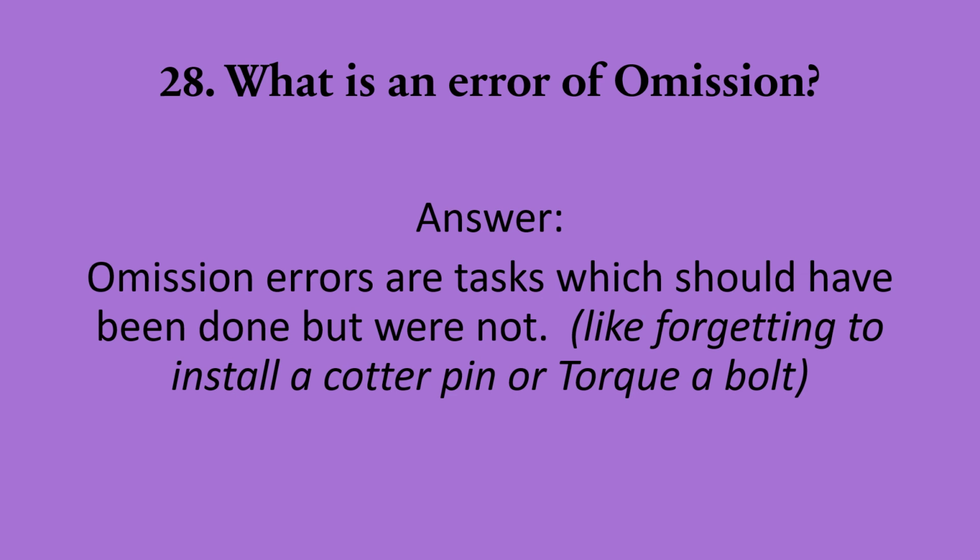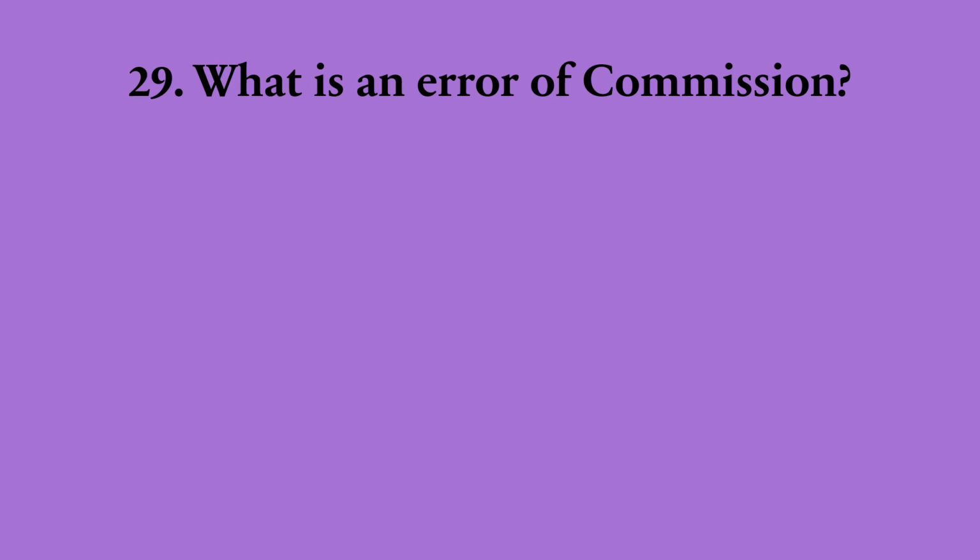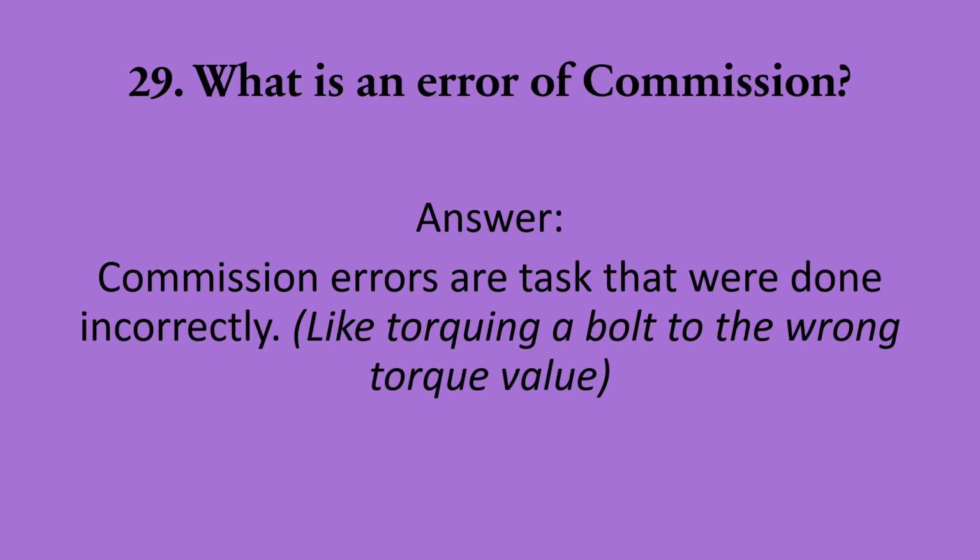Number 28. What is an error of omission? The answer is omission errors are tasks which should have been done but were not, like forgetting to install a cotter pin or torque a bolt. Number 29. What is an error of commission? The answer is commission errors are tasks that were done but done incorrectly, like torquing a bolt to the wrong torque value.